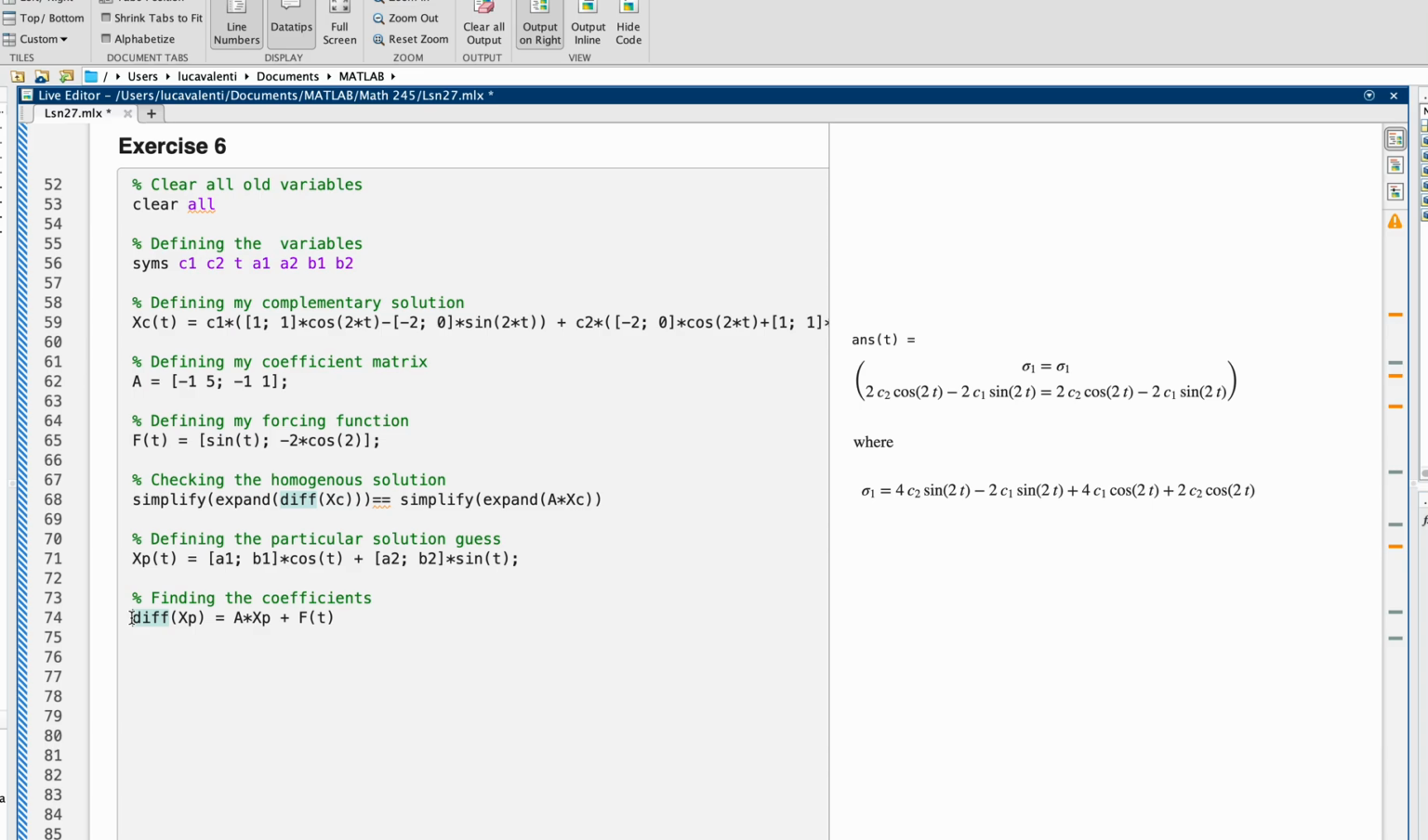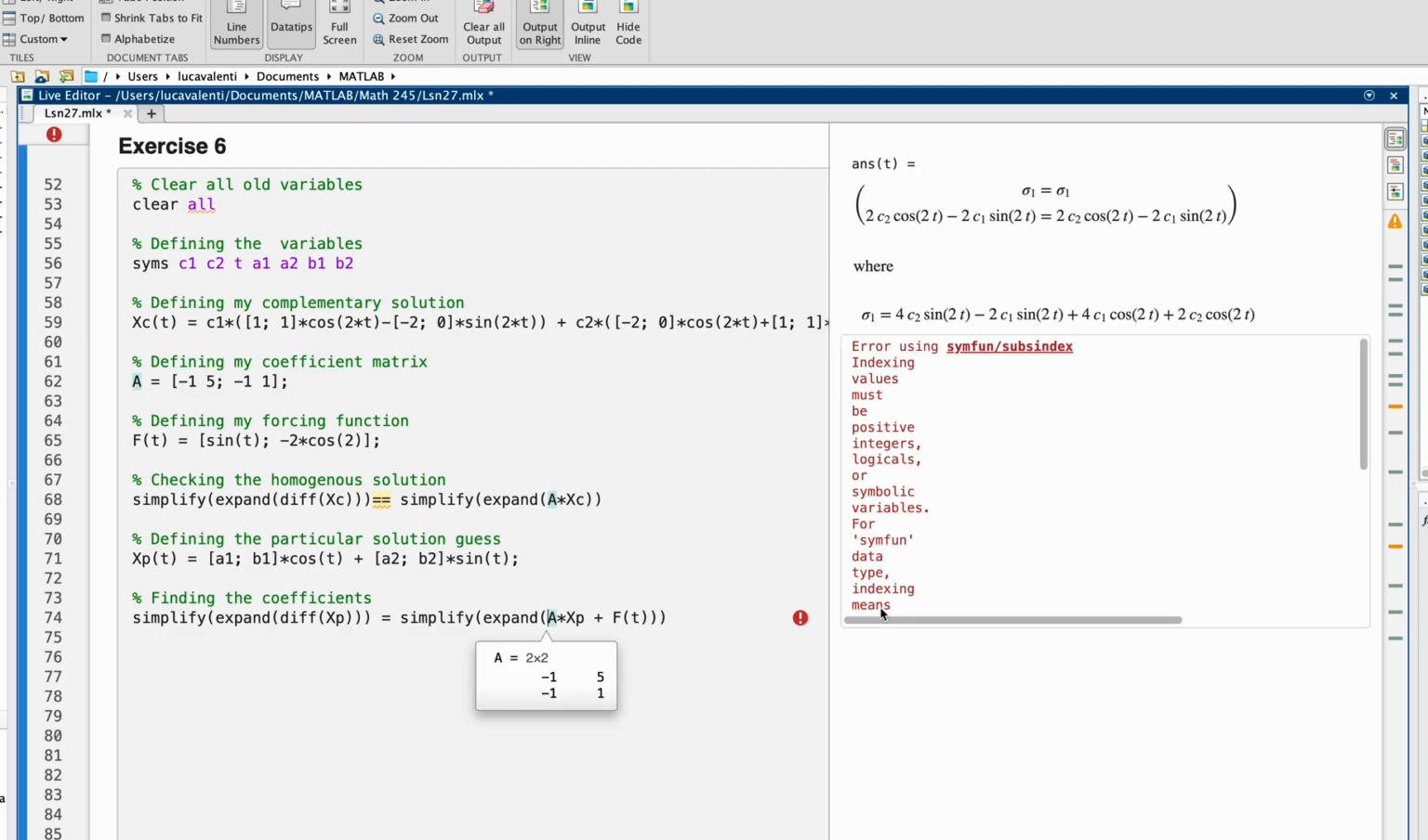And let's try to tell it to expand and simplify. So I need two parentheses here, and here I still have it in the copy and paste. We press Control Enter, and here we see we're getting an error. I don't really know what's going on.